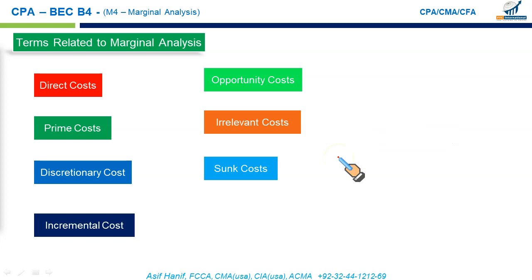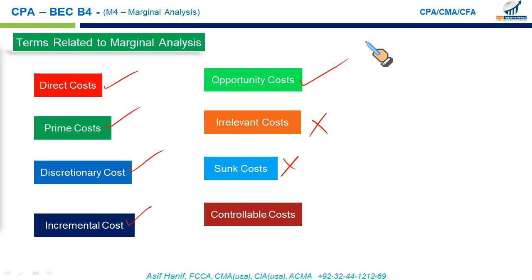Next concept is the sunk cost. As the name suggests, it is the cost that has already been paid. It is incurred in the past, hence it is irrelevant. Like the machinery purchased 5 years ago, the original historical cost is gone, paid off, sunk cost.